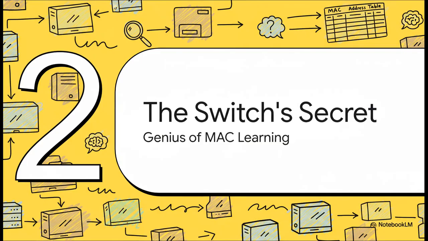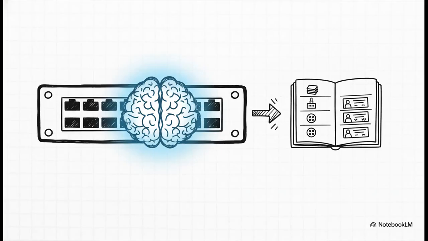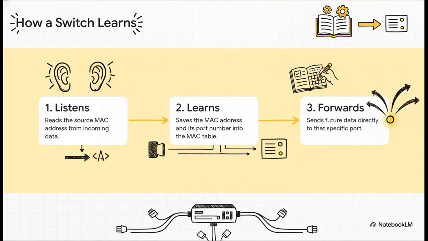Okay, so that's the what. But the really cool part is the how. I mean, how does this little box figure out where every single device on the network lives? Let's move on and uncover the switch's big secret, the pure genius of MAC learning. The whole smart operation, all of it, hinges on one single thing, the MAC address table. You can just think of this as the switch's brain, its memory, or its own private, constantly updated address book. This is where it keeps tabs on everyone. And building that address book is this brilliant, simple 3-step process.